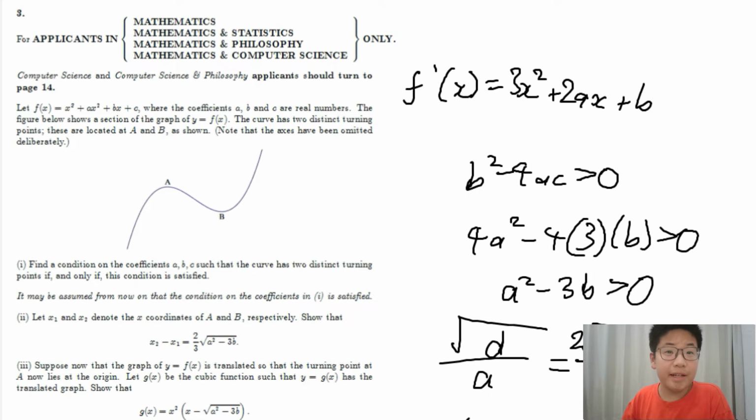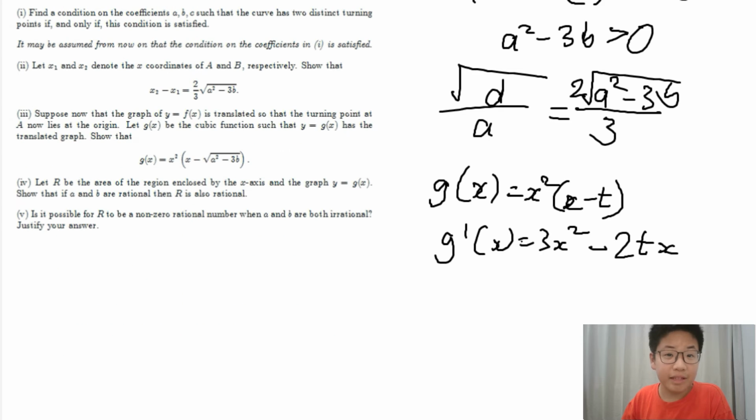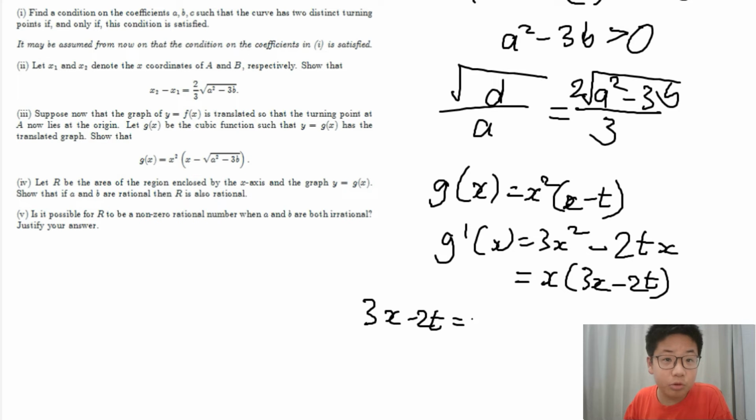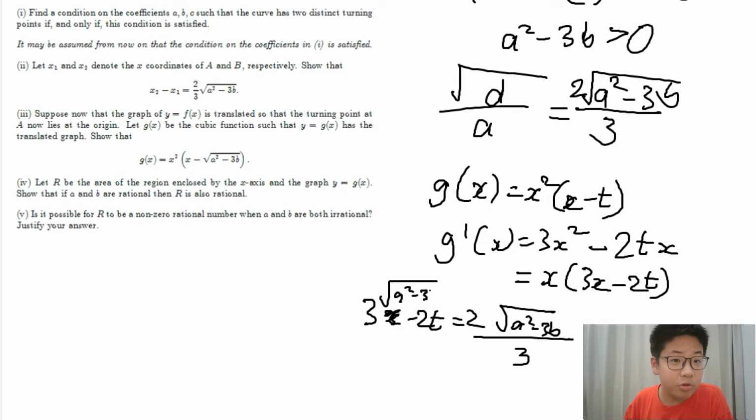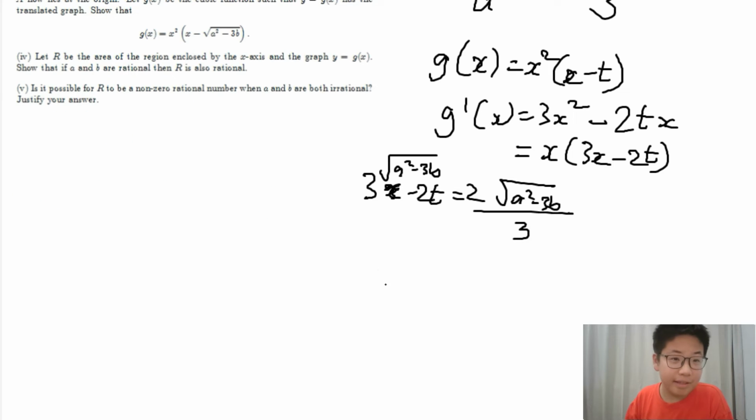And if we look up here, g prime x is 0. So this means it equals x times (3x minus 2t). So this means 3x minus 2t equals 2 root a squared minus 3b over 3. And the x actually turns out to be the square root of a squared minus 3b. So this means t equals 2/3. Let's write this down quickly.